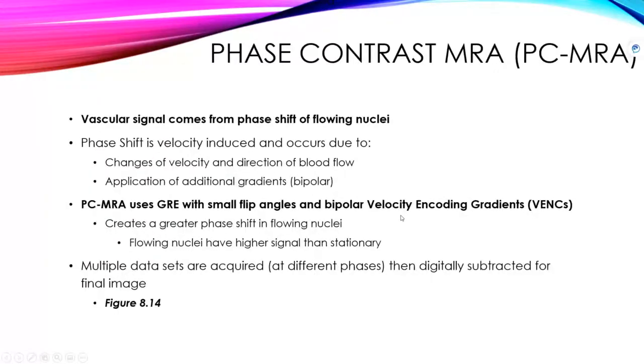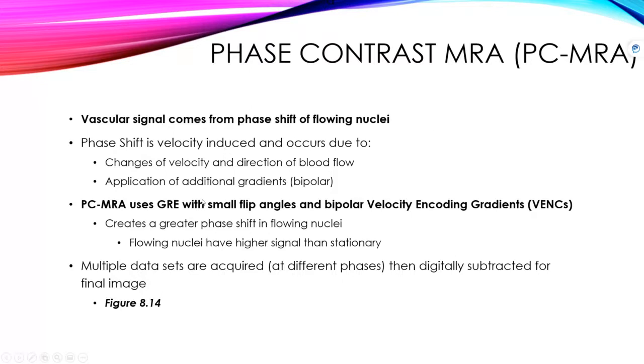All right, so we talked about digital subtraction MRA and time of flight MRA, and now we're going to talk about phase contrast MRA. Phase contrast MRA is literally what it says. We are creating contrast from the phase of the spins. The signal is coming from the phase shift of the flowing nuclei. And the phase shift is velocity induced. It occurs because you change the velocity or direction of the flow, or you apply additional gradients.